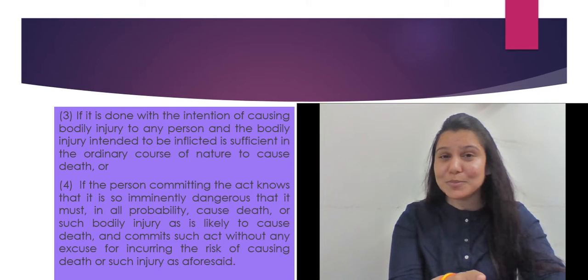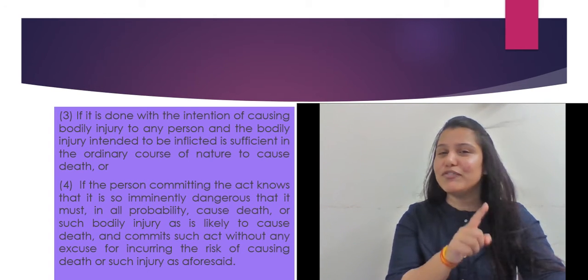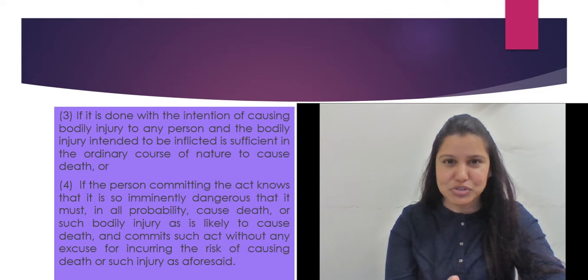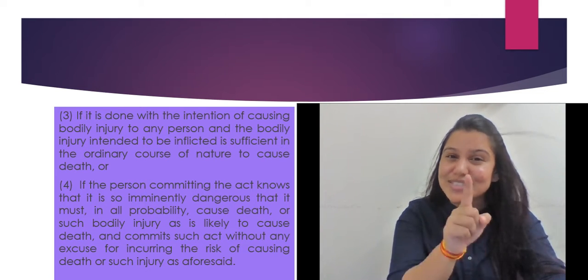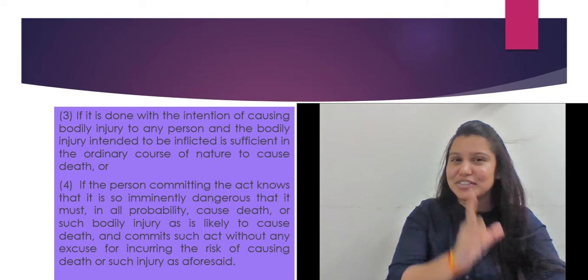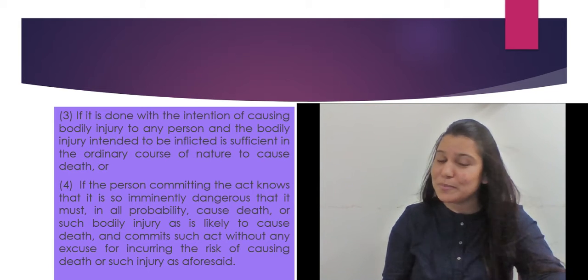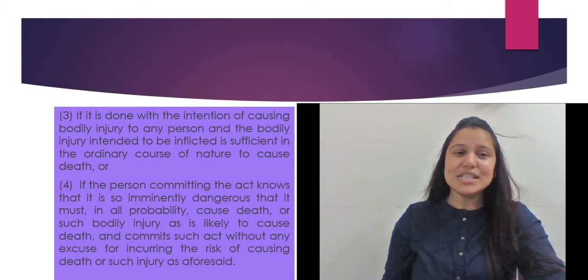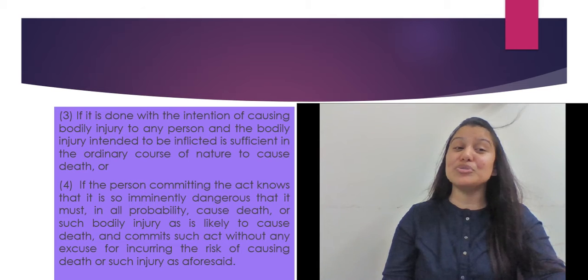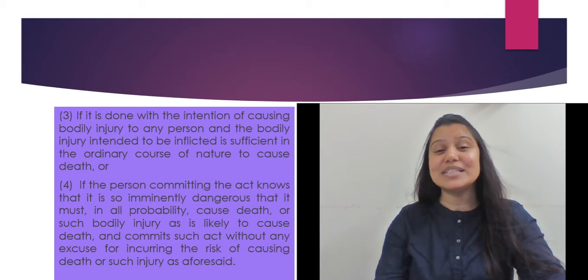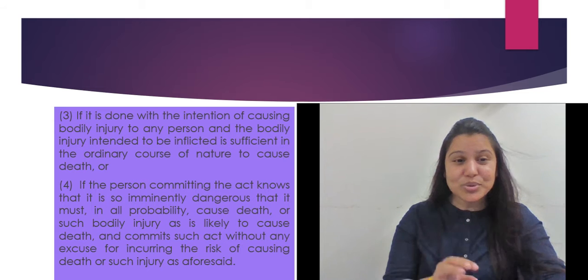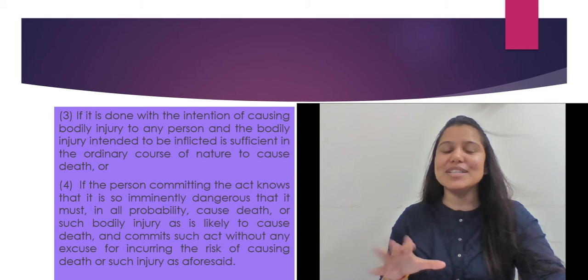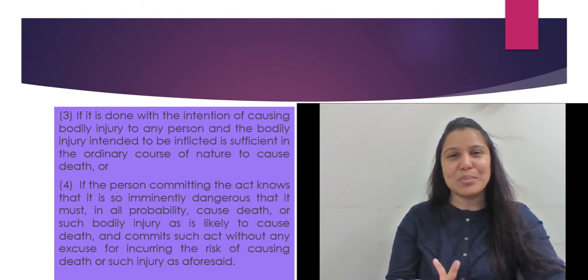Keep this third point in mind, and we are going to read a very interesting and landmark judgment, that is R versus Govinda. It is related to this sufficient nature itself. That we will read in detail, related to this third point. Now, the fourth point is, if the person committing the act knows that it is so imminently dangerous that it must in all probabilities. So here the term in all probabilities makes it more aggravated.